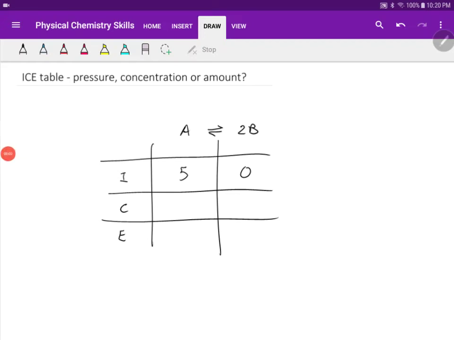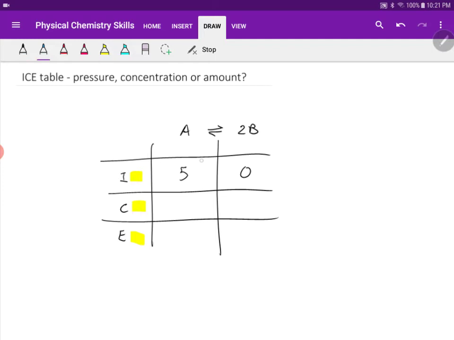Hi everyone, in today's lesson we are going to talk about when we should use pressure, concentration or amount in the ICE table. So I think one of the major concerns that students have is this area here where they don't know whether they should choose amount, pressure or concentration. So today we are going to discuss that.